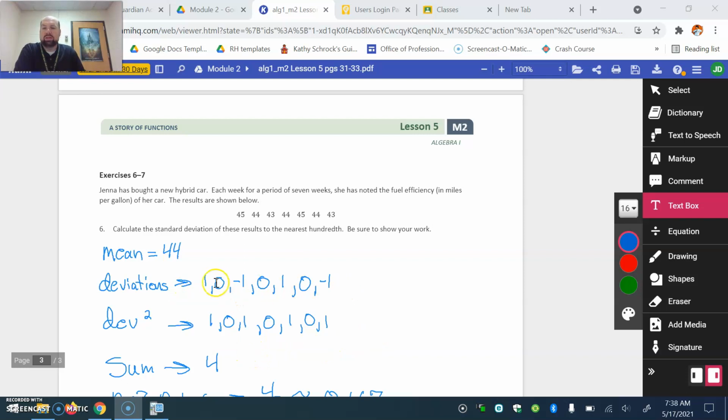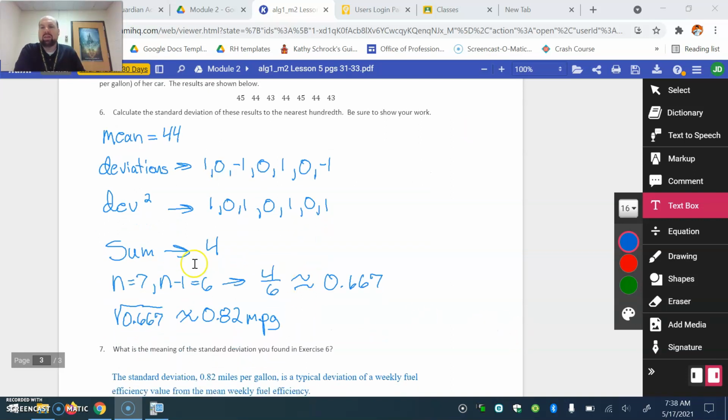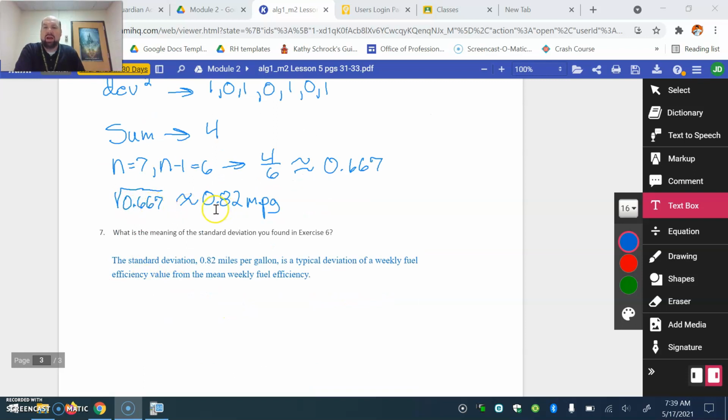Now I square all of these. 1 squared is 1. 0 squared is 0. Negative 1 squared is 1. 0, 1, 0, 1. Add them up. 1 plus 0 plus 1 plus 0 plus 1 plus 0 plus 1 is 4. Now I divide by n minus 1. So first, n is 7. So n minus 1 is 6. 4 divided by 6 is 0.6 repeating. Or if I round it to the thousandth place, 0.667 approximately. So now when I take the square root of that, I get 0.82 or approximately 0.82 miles per gallon.